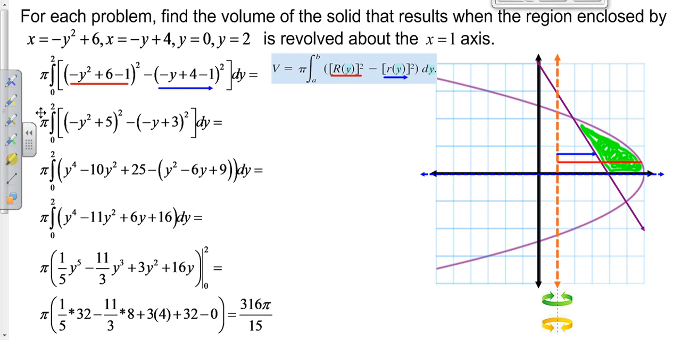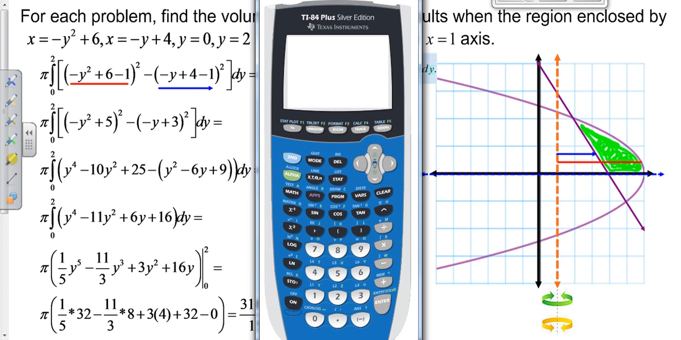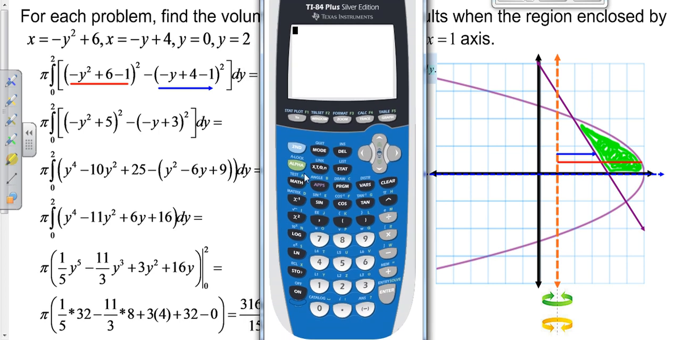Now, pretty much from this line right here on down can easily be done on your calculator. If we are here, we can go math, then we can go to number 9. Then we can actually type in our lower bound of 0, our upper bound of 2. Then inside the parentheses here, we can type what we have inside the square brackets right here, and then we can go dx.